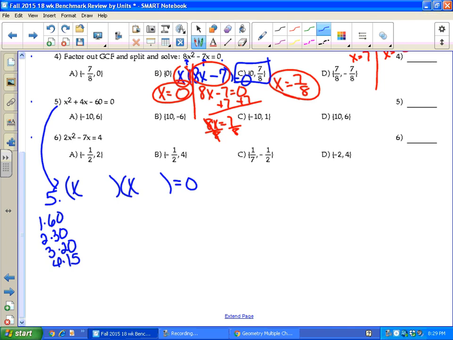8 doesn't go into 60. What else? 6 times 10. I think that's it. Which set of factors has a difference of 4? So it's going to be 6 and 10. So 6 and a 10. The bigger factor needs to be positive, so it's going to be plus 10 and minus 6.